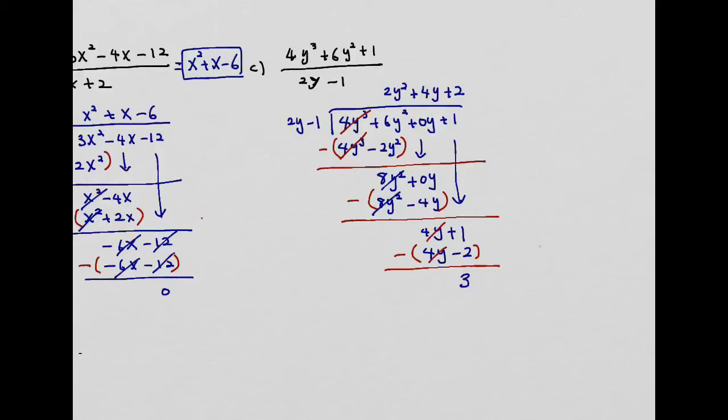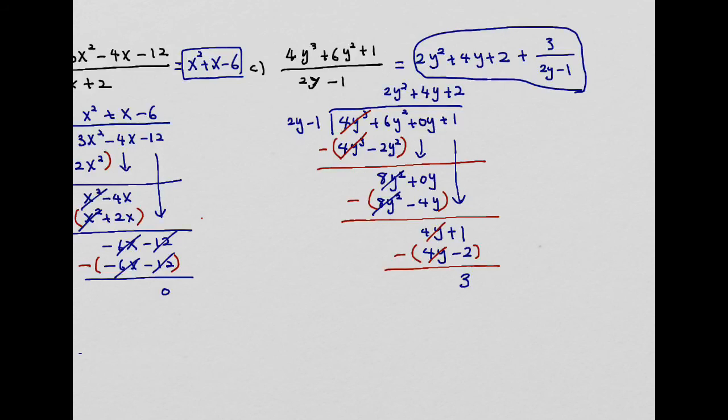So your remainder will be 3. So how are we going to write your solution when you have a remainder? Your solution will be 2y squared plus 4y plus 2, and add your remainder. But your remainder has to be in fraction form, because that remainder didn't get to be divided by 2y minus 1 because it was smaller. So that's how you write your solution with the remainder.